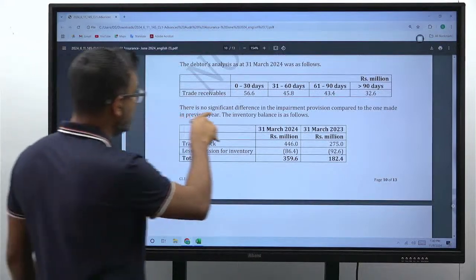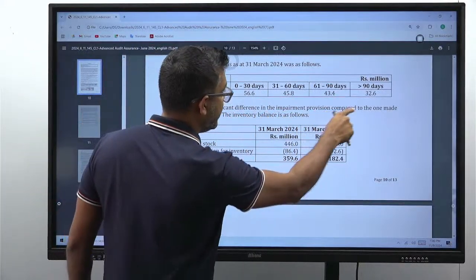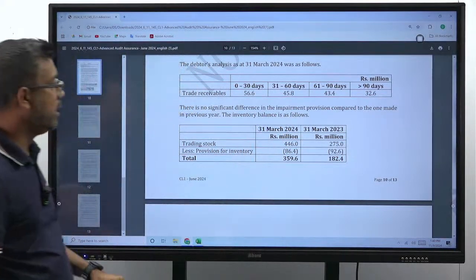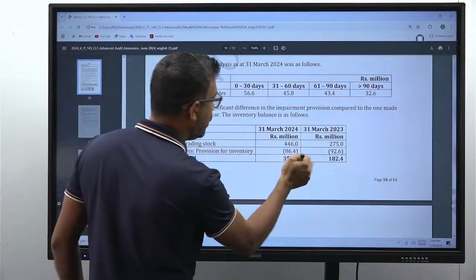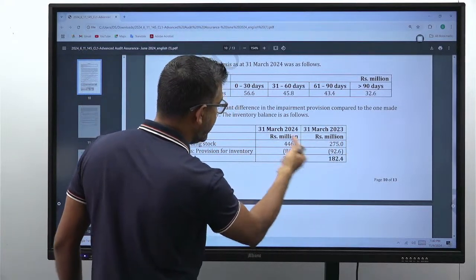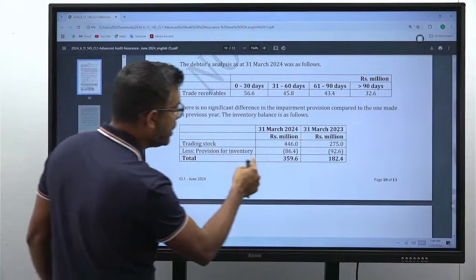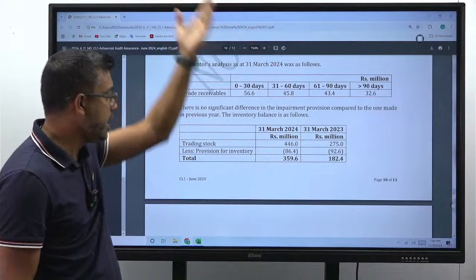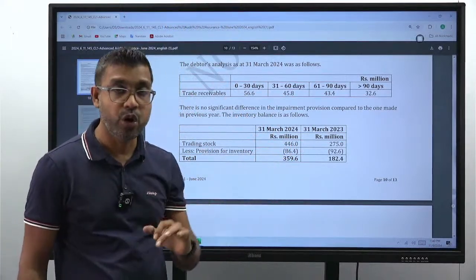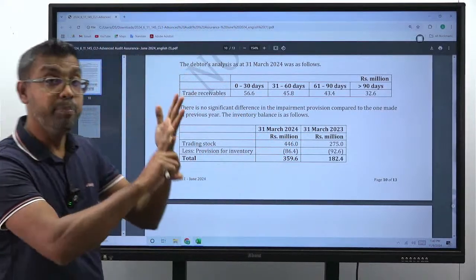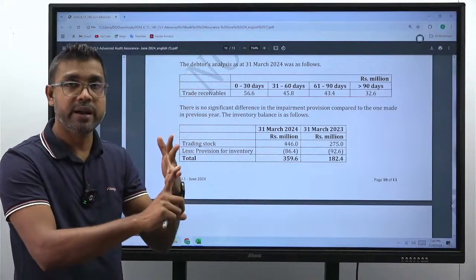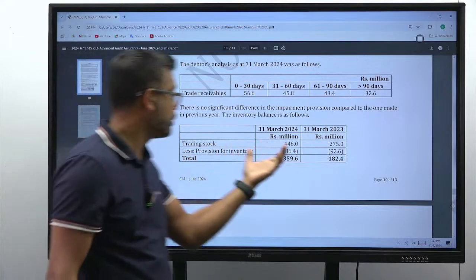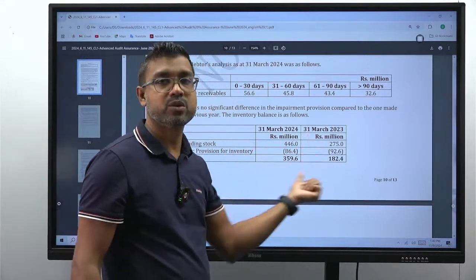Next point, there is no significant difference in impairment provision compared to the one made in the previous year. The inventory balances are as follows. Inventory balance, trading stock, has increased from 375 to 446. Impairment provision has come down, which can't be. When the inventory balance is going up, definitely the provision for impairment should also go up. Why? There are import restrictions, there is dollar depreciation, and the company is making losses and sales are coming down. Because of that, the provision balance is questionable.